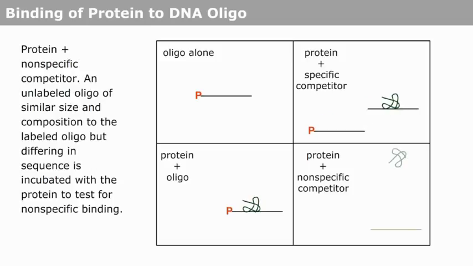Protein plus nonspecific competitor oligo. An unlabeled oligo of similar size and composition to the labeled oligo, but differing in sequence, is incubated with the protein to test for nonspecific binding.